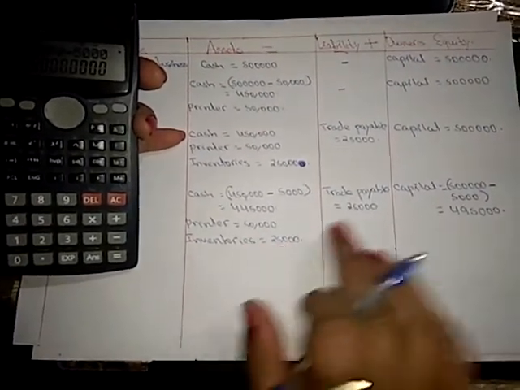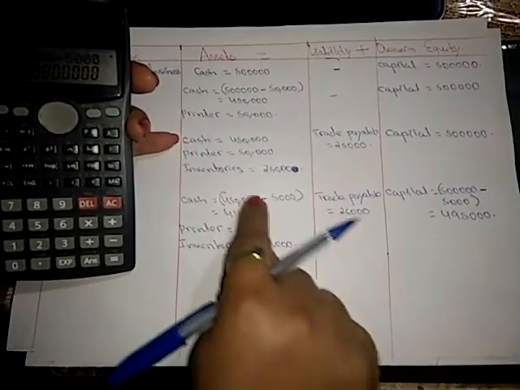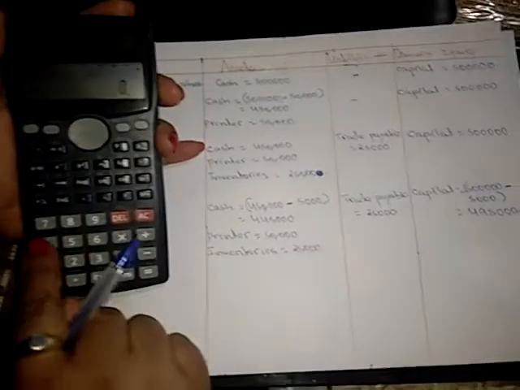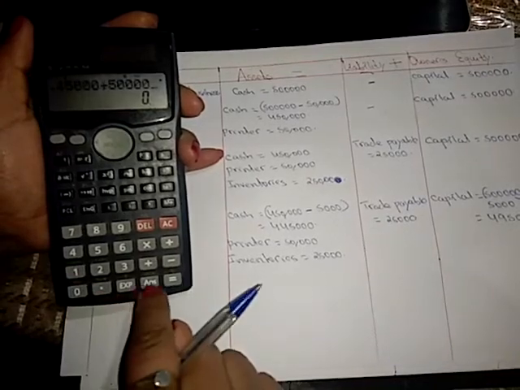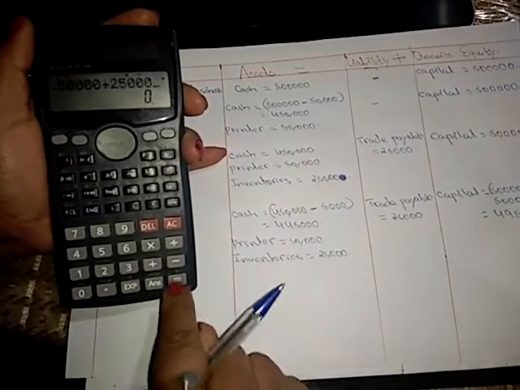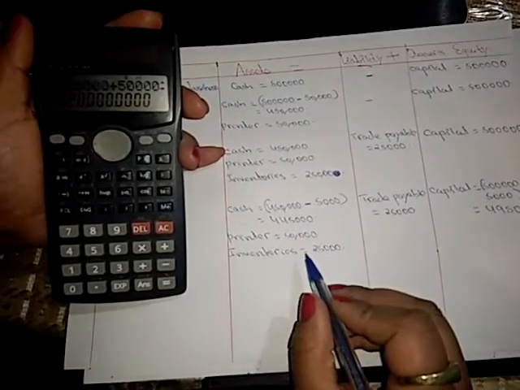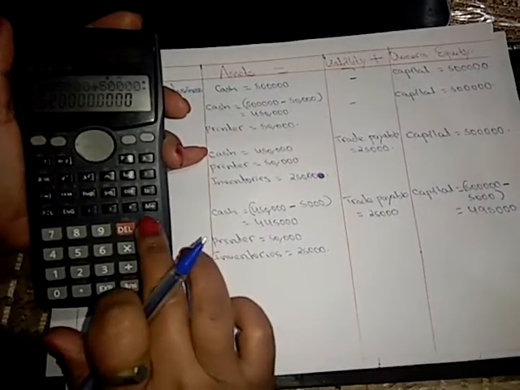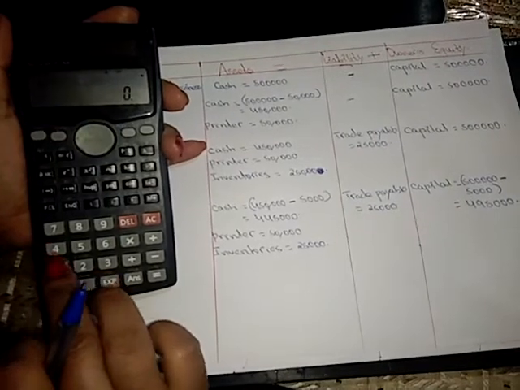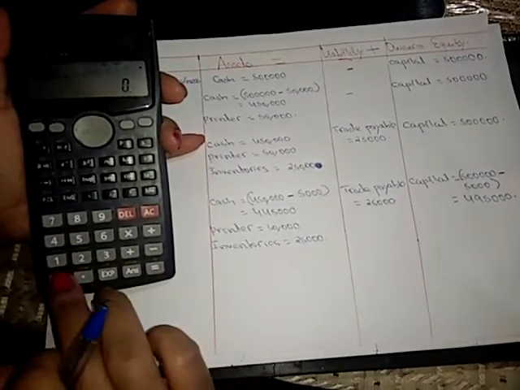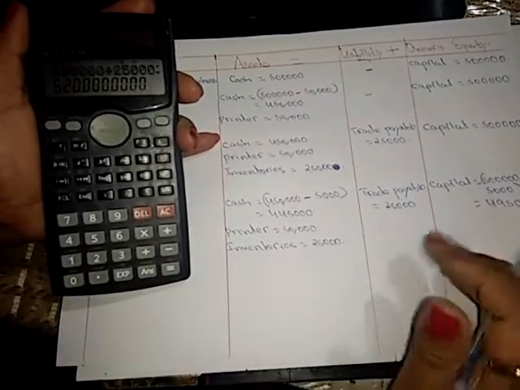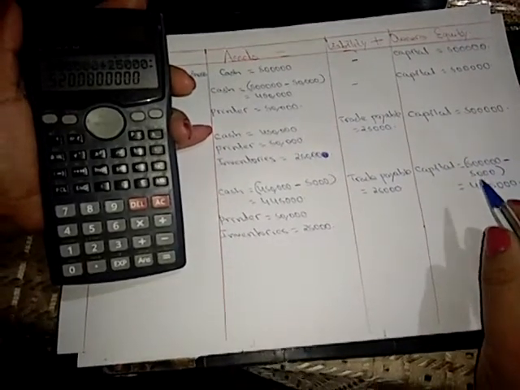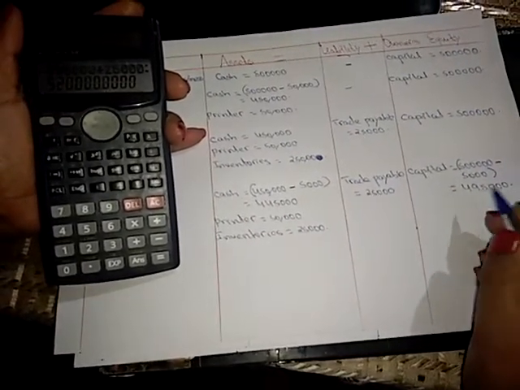Now we'll cross check whether assets is equal to liability plus owner's equity. First, we'll just see what is there in the assets. 4,45,000 plus 50,000 plus 25,000. It is 5,20,000. Now we'll just see what is there in liability and owner's equity. 4,95,000 plus 25,000. So again, in liability and owner's equity, you have 5,20,000. So this is how your accounting equation should be.